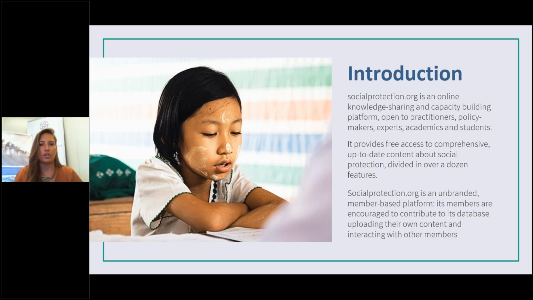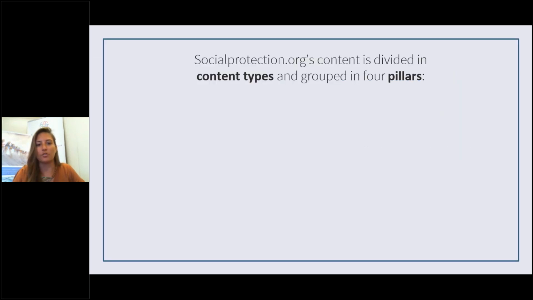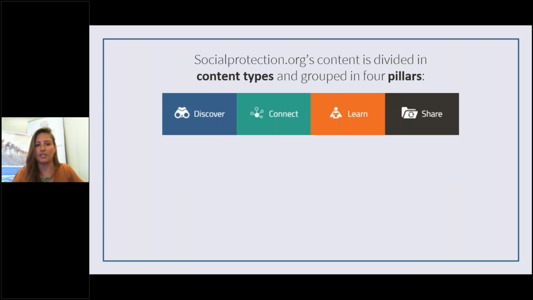socialprotection.org is unbranded and is a member-based platform, meaning that anyone can access it and contribute to it. So it's a collaborative tool that invites people to contribute to it. We actually encourage members to contribute to our database and to interact with other members whenever they want. The content is divided in 4 pillars: discover, connect, learn, and share.